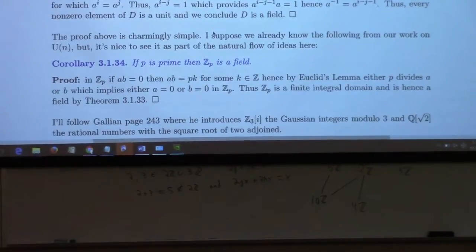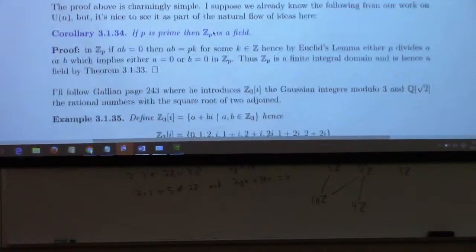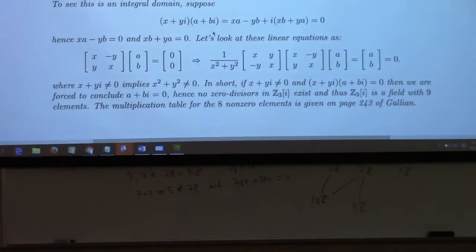I usually would just claim this sort of thing is something we already know. I'm just giving added detail here for the sake of anybody who's in doubt. Here's Z3. This might help you. I was going to talk to you about how you find the group of units in the Gaussian integers.